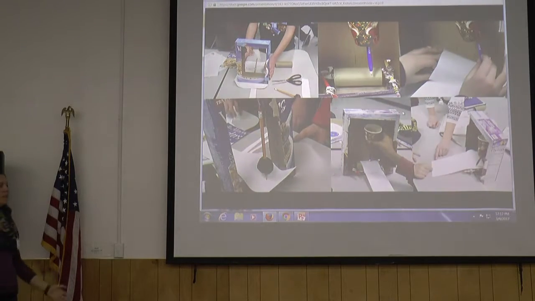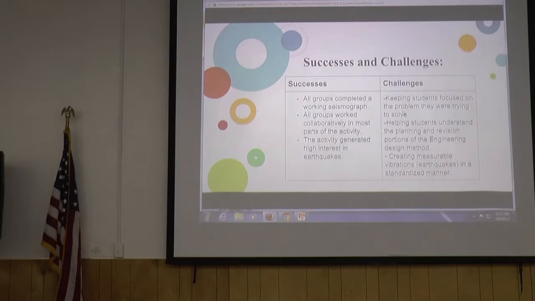So all the lures and crazy weights that she brought ended up, I actually don't know if we have a picture of that on here, but they were part of it. They also didn't finish theirs because of that. So successes: all groups in the end created a working seismograph.